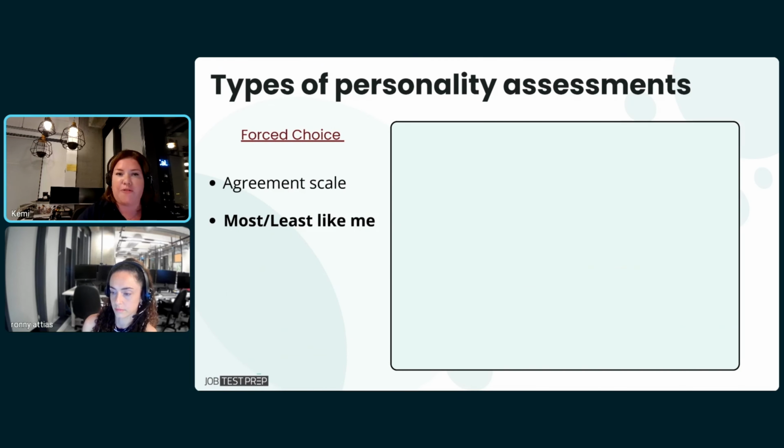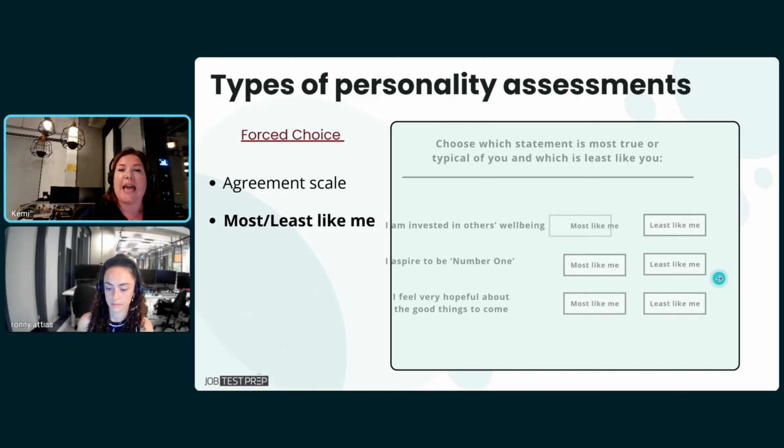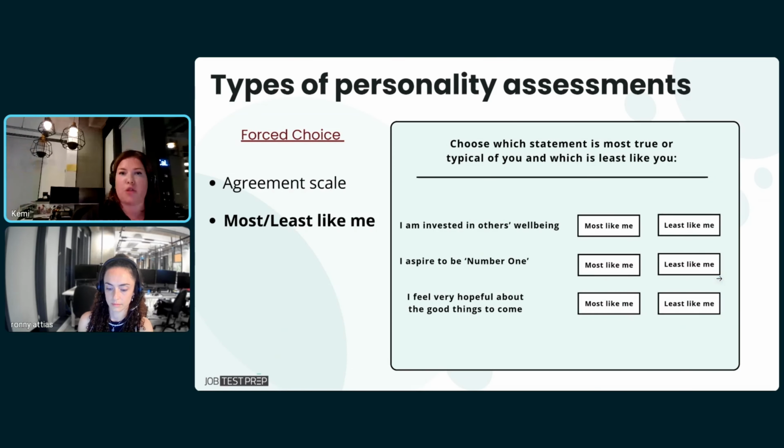Next, another forced choice type of personality assessment is most or least like me. Here, you are presented with 3 statements. It's usually 3 statements. Here, you have to choose out of the 3 statements one that speaks to you the most, that is most like you, and one statement that is least like you, that speaks to you the least.